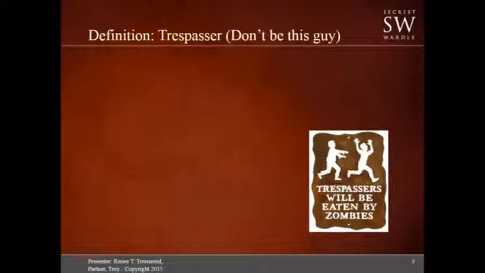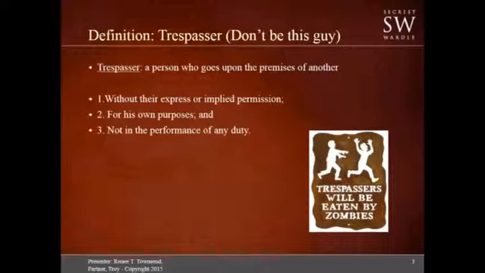But what is a trespasser? A trespasser is a person who goes upon the premises of another without their express or implied permission, for his own purposes, and not in the performance of any duty. A trespasser need not intend to be a trespasser to be considered one in a civil case. This is different from criminal cases. Intent does not matter. If you're on someone else's land without their express or implied permission, for your own purposes, and not in the performance of any duty, you're a trespasser even if you don't mean to be.